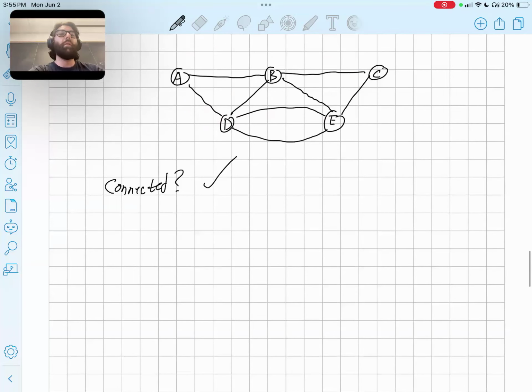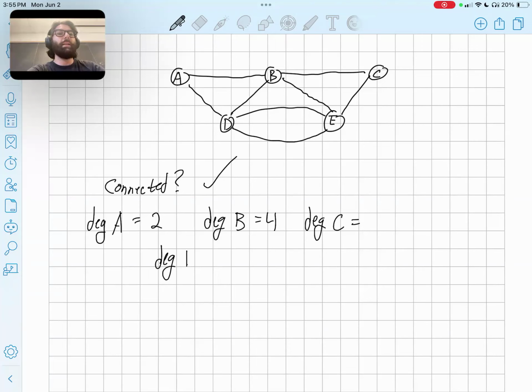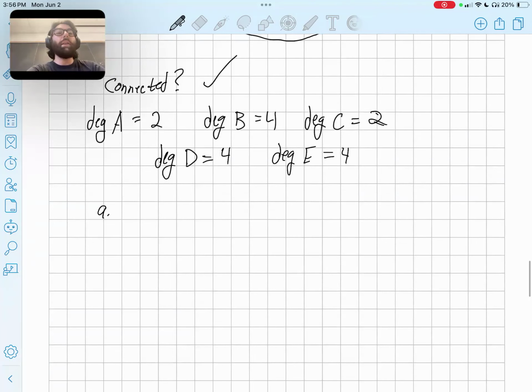So now, just like before, we'll start listing the degrees. The degree of A is 2. Degree of B is going to be 4. Degree of C is going to be 2. Degree of D is 4. And the degree of E is also 4. Okay, so all even. So we have all vertices are even. And so our theorem tells us that we do have an Euler circuit.